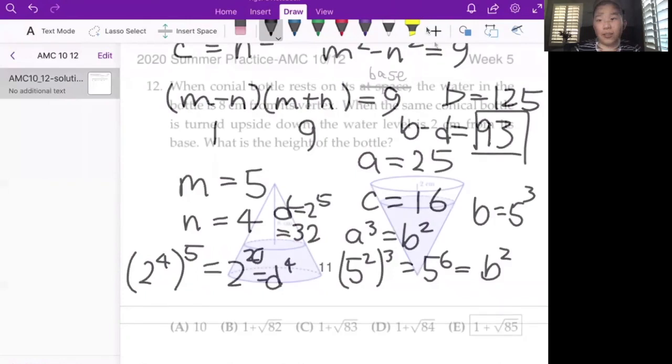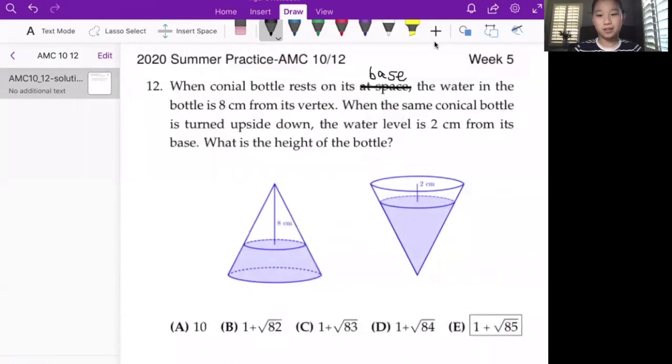So that's the answer. When a conical bottle rests on its base, the water in the bottle is 8 centimeters from its vertex. When the same conical bottle is turned upside down, the water level is 2 centimeters from its base. What is the height of the bottle?